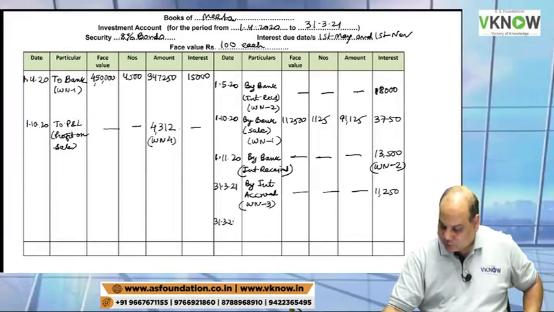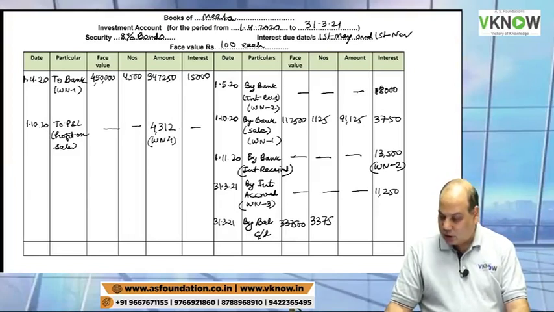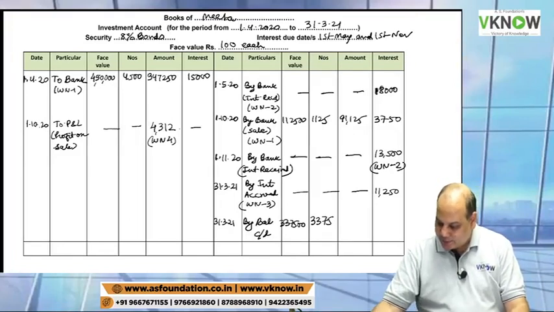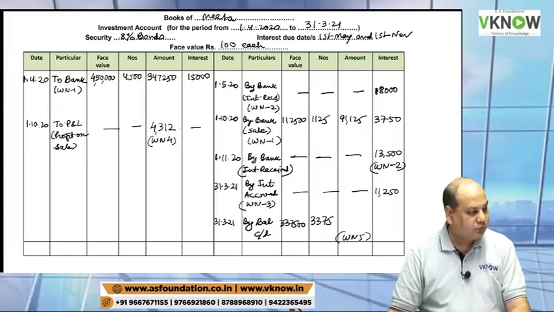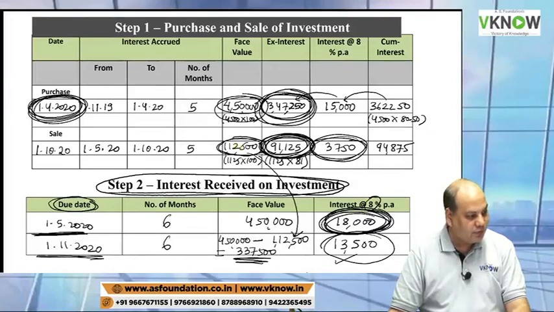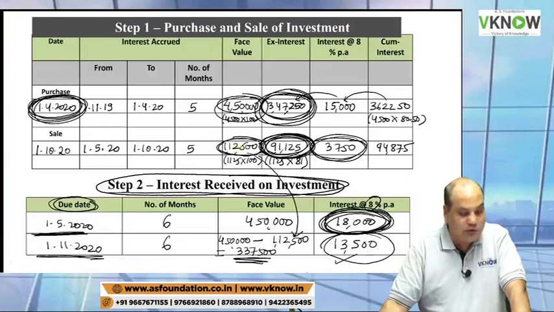One last line. 31st March 21, by balance carried down. So we have 3375 units left. 337500, and the amount is working note 5, closing investment value. Please come to closing investment value on the screen below. Can you see 260437?